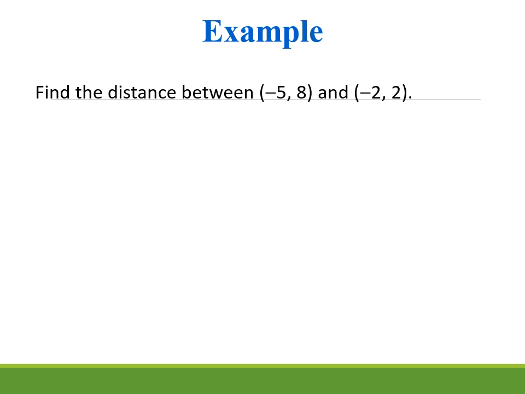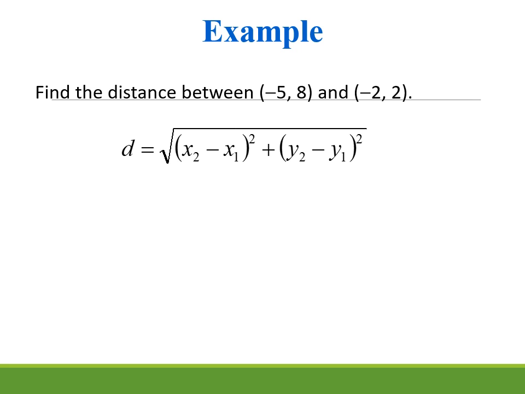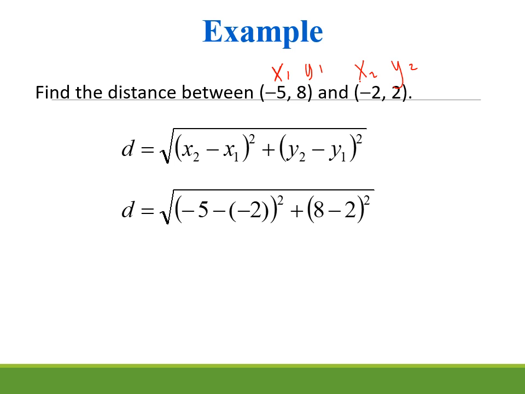So for example, I'm given the points -5, 8 and -2, 2. Now I have my formula. I'm going to label what I have, just numbering from left to right. So here's my x1, y1, x2, y2. Numbered from left to right. I'm going to plug them in where they go. I see that I numbered the other way. My bad.